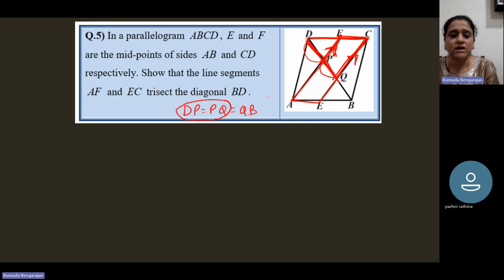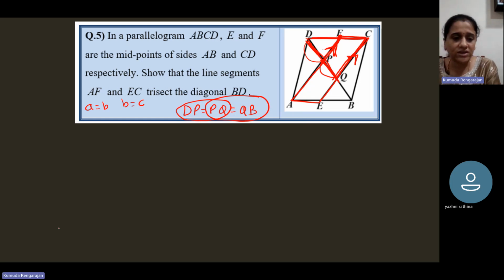Now we need to take another triangle where we have PQ and QB. Because we are going to show that A is equal to B and B is equal to C. So A is equal to B is equal to C. First part, we are going to prove A is equal to B. Second part, B is equal to C. Then both put together, A is equal to B is equal to C.